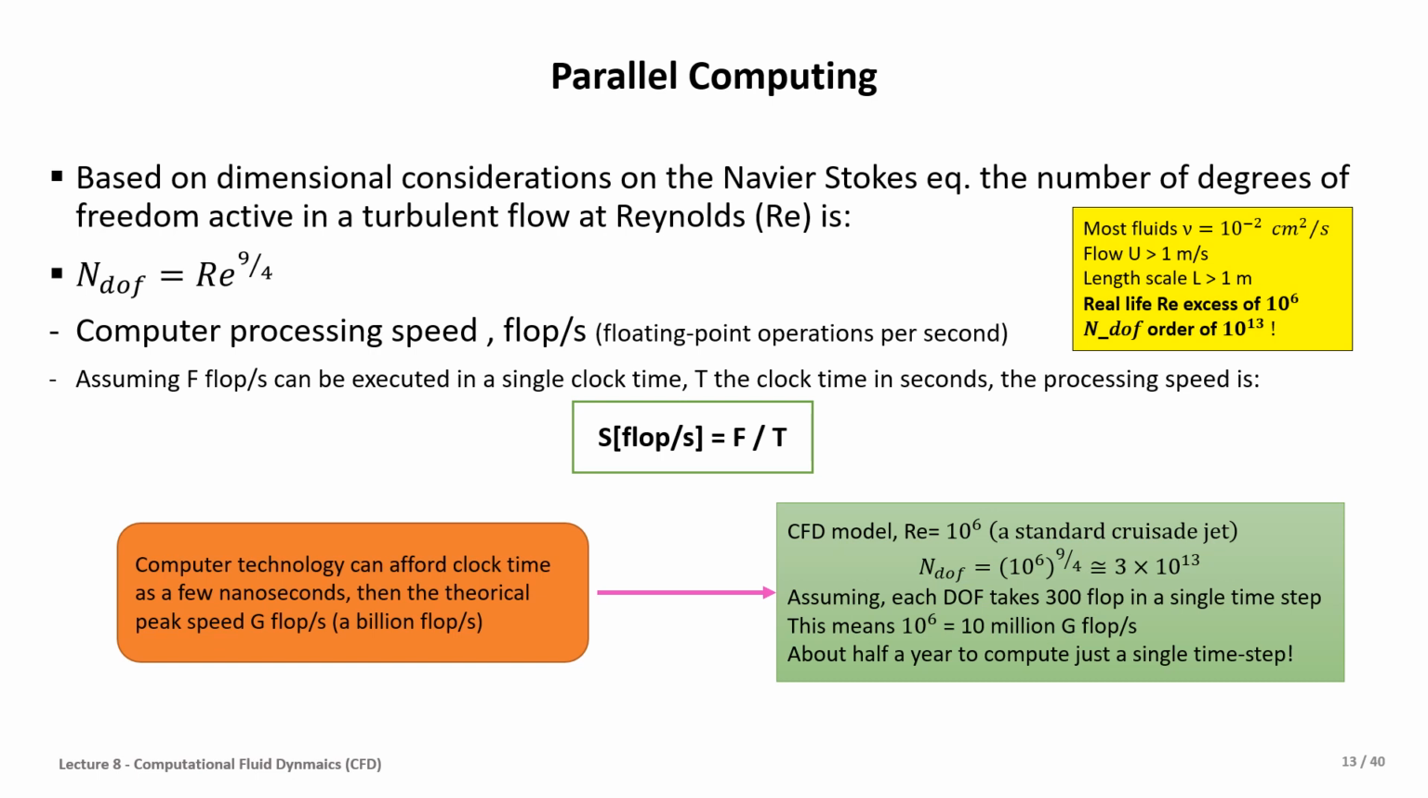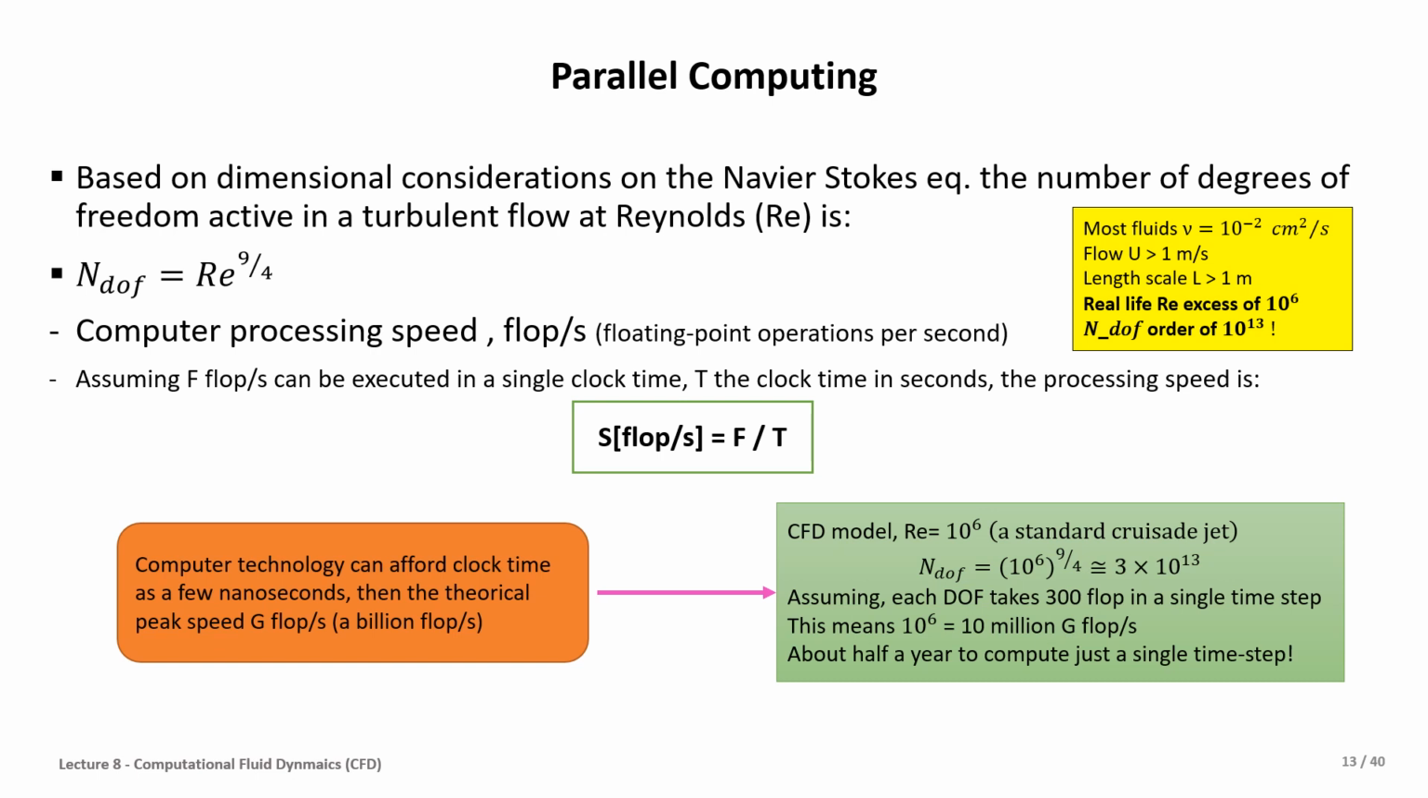About the parallel computing that we are using in CFD, based on the dimensions of the Navier-Stokes equations, we can calculate the number of degrees of freedom active in a turbulent flow at a given Reynolds number. You can see the number of degrees of freedom is Reynolds to the power 9/4. Based on this, we can understand how much computing is required, because the number of degrees of freedom represents the number of grid points or elements that we have.